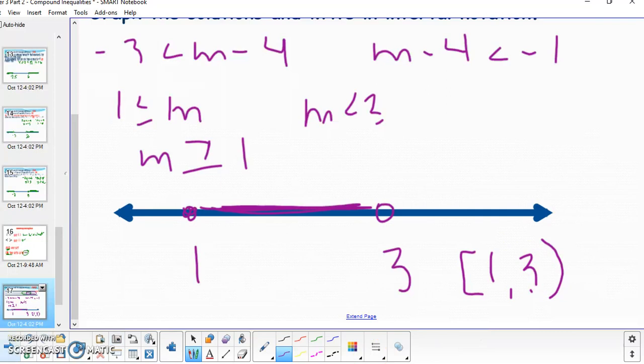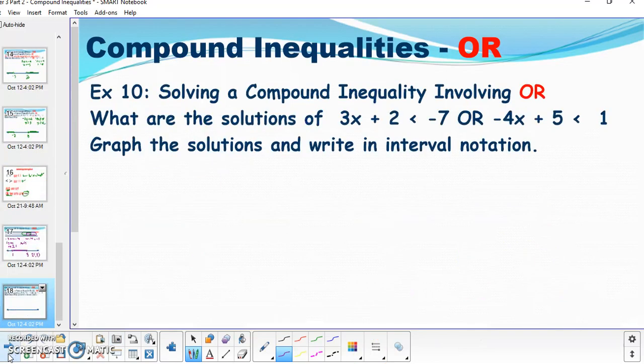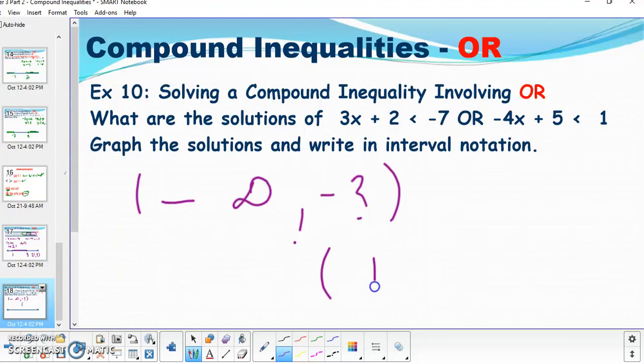Try this last problem in your notebook and see if you get -infinity, -3 as the first notation. Again, with and problems, 1 set, or problems, 2 sets. And you should have that. Keep in mind going all the way to -infinity on one side, all the way to +infinity on the other. Now it's time for you to practice.